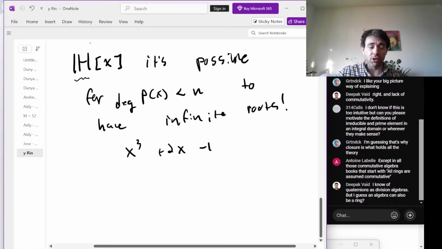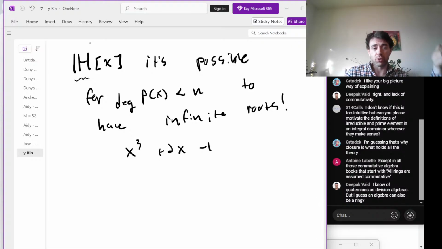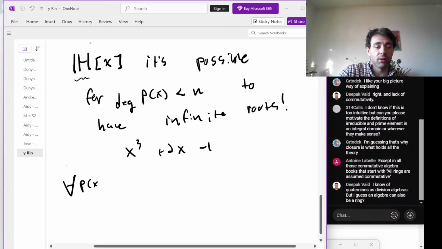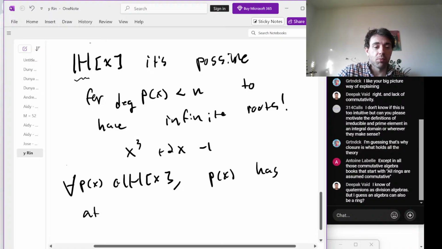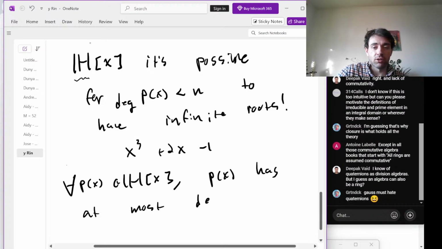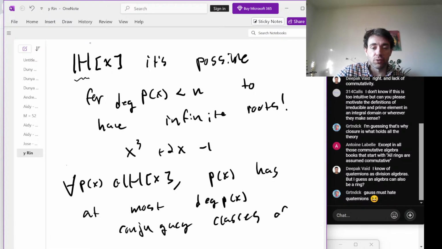However, there is a generalization that actually implies the classic theorem for commutative rings, that a polynomial has at most n roots, and it's that for all polynomials in here, P of x has at most degree P of x conjugacy classes of roots.